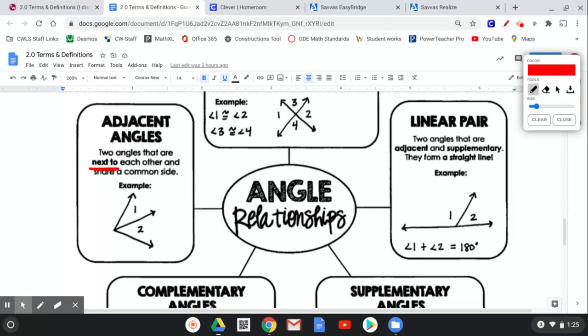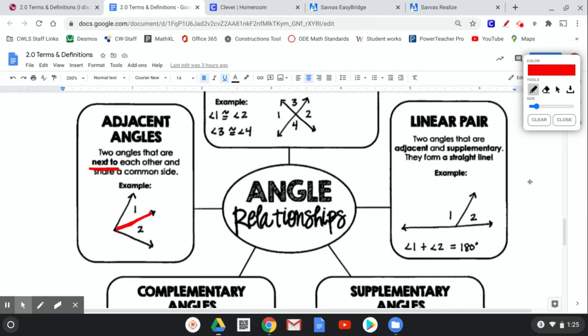All right, that's it. There's no properties. They're not congruent, we don't know that. They don't add up to a certain number. They're just next to each other. It's a way to describe where the angles are at. They're going to share that common ray in between them. That's how you know they're adjacent. They share that common ray.